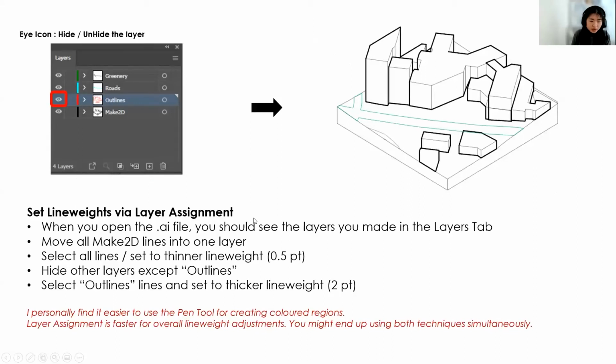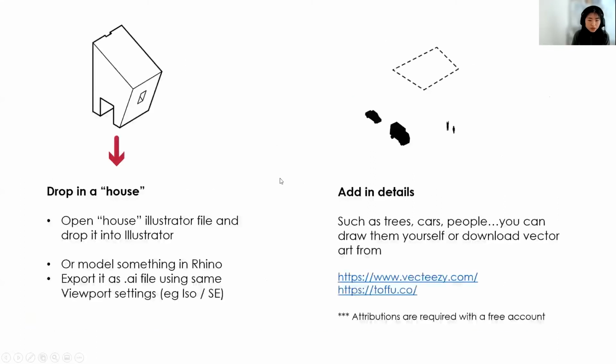So if you're using the layer assignment in Rhino, we would be able to select the joined lines, and then we can change that to an outline layer. But I'll show you that in Illustrator. If you still have time, we can drop in a house and put in some little details.